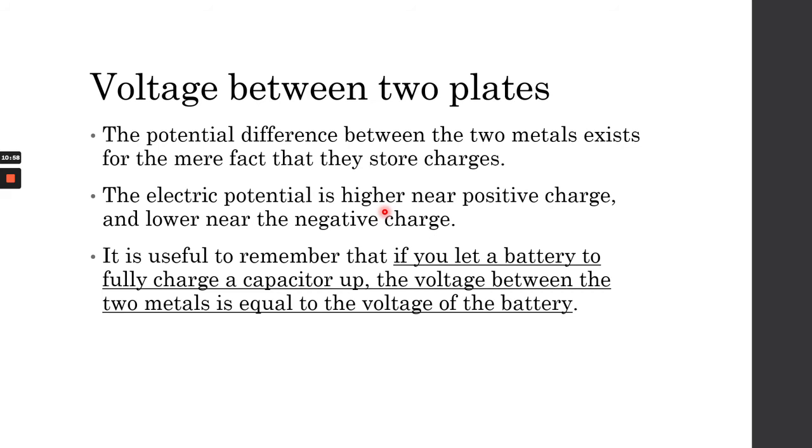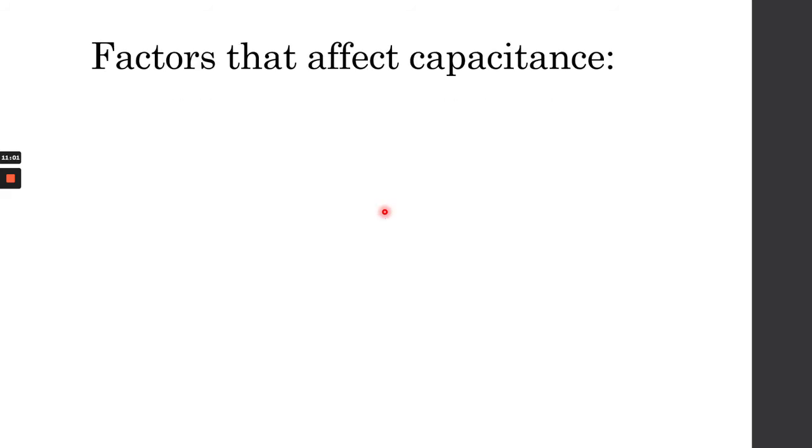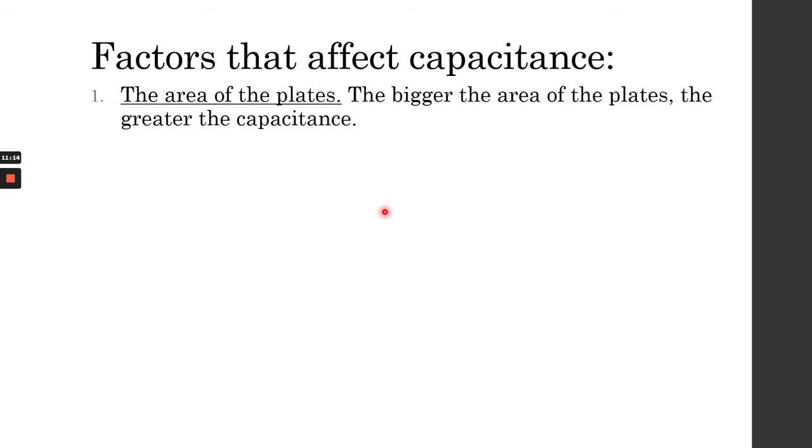So how do we increase the capacitance? This is an important question because sometimes you want to have a capacitor that can store a lot of charges in order for us to use it in bigger mechanics or bigger tools or bigger gadgets. One way to increase the capacitance is the area of the plates. If we increase the size of the area of the plates, the greater the capacitance. So the bigger the area of the plates, the bigger the ability of the capacitor to store charges.